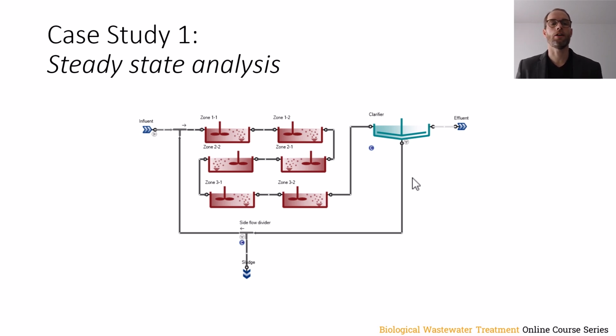Okay, if you recall, in one of the previous presentations, we looked at a case study in which we simulated a 3-pass activated sludge process, and our goal was to calibrate the model to the reported sludge production, mixed liquor suspended solids concentration, and airflow requirements for that plant. And we did a pretty good job.